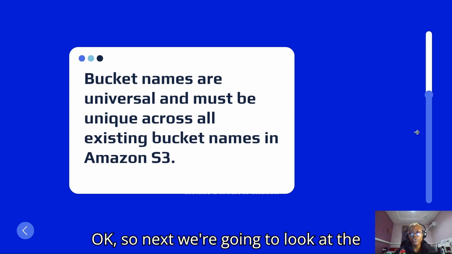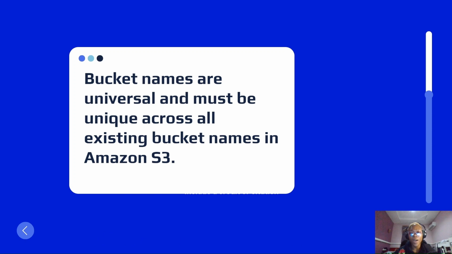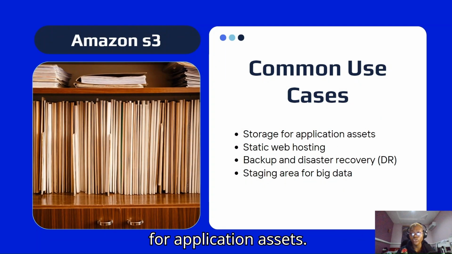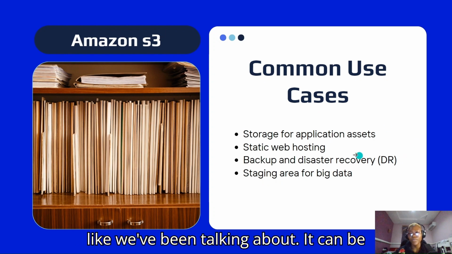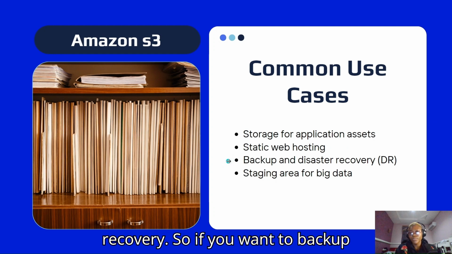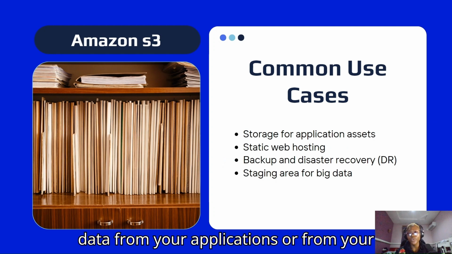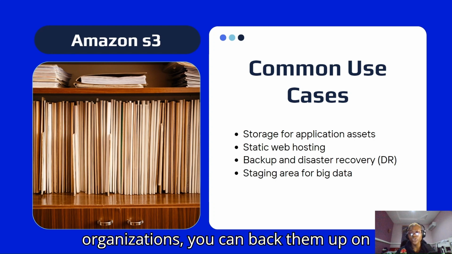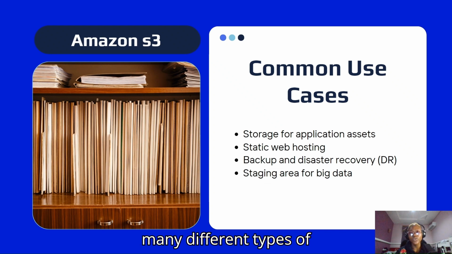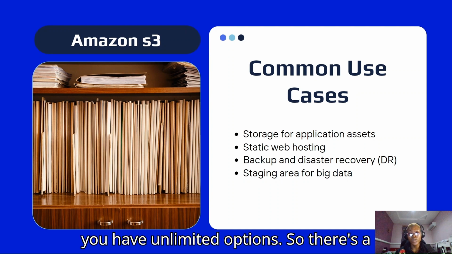Okay, so next we're going to look at the use cases of Amazon S3 buckets. The common use cases are: one, storage for application assets; it can be used for static website hosting, like we've been talking about; and it can be used for backup and disaster recovery. So if you want to back up data from your applications or organizations, you can back it up on Amazon S3. And because it offers so many different types of storage, you have unlimited options.